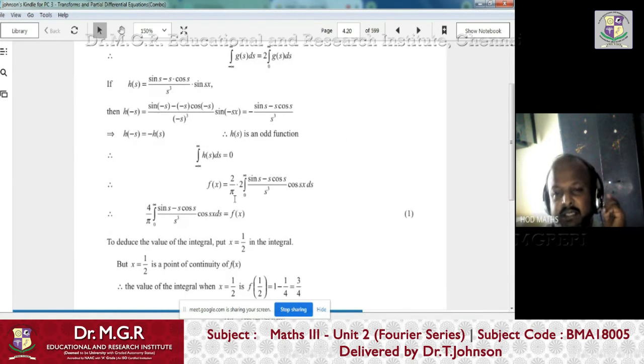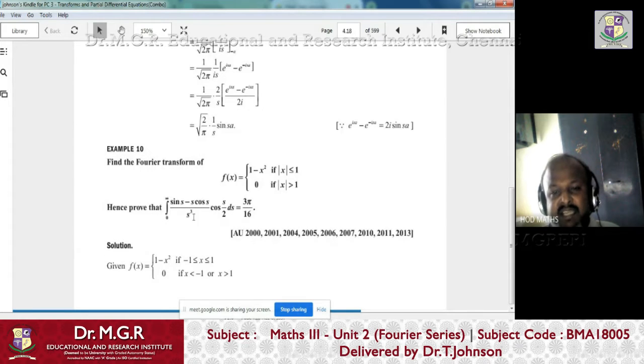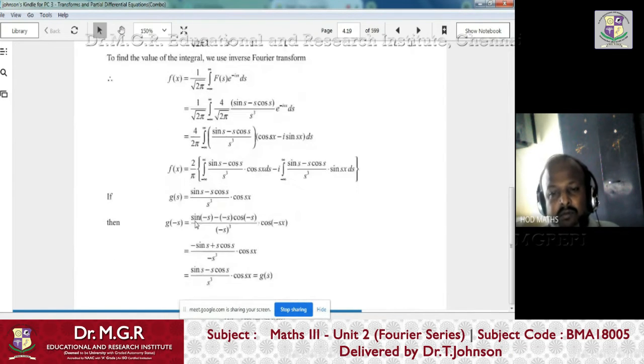So when you see this, it is f of x equals 2 by pi integral of (sin s minus s cos s) by s cubed, cos sx ds. But when you see the original problem, they are asking to evaluate (sin s minus s cos s) by s cubed, cos of s by 2 ds. But now we have cos sx ds, not s by 2.